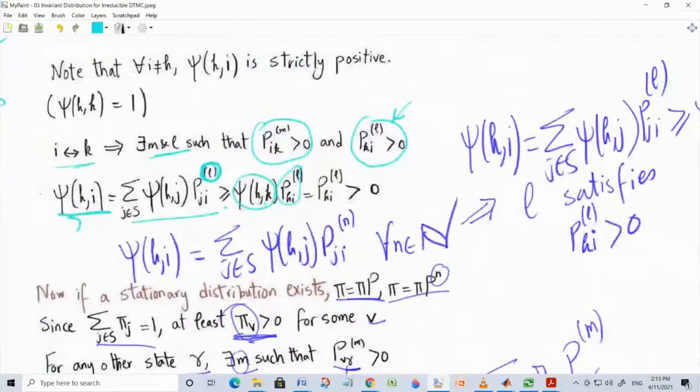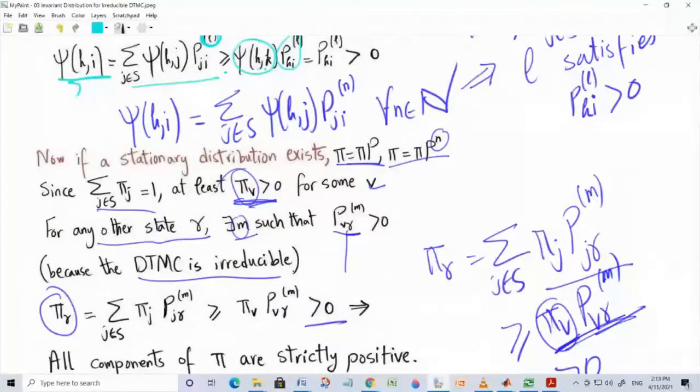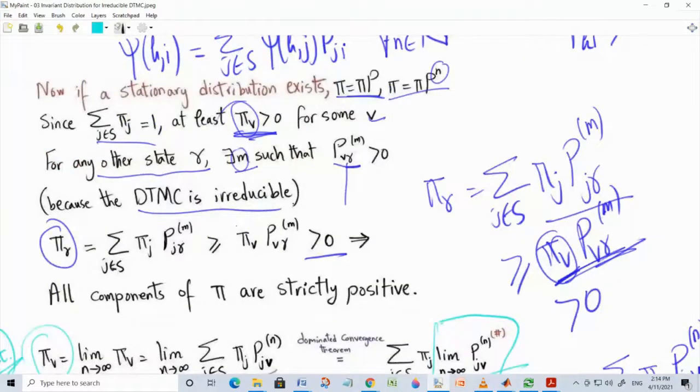So you can see now the structure of the proof. So we assume that there is a stationary distribution. We said, okay, stationary distribution does not necessarily mean that every component in pi is strictly positive, but at least there is one component that is strictly positive. Otherwise, the sum cannot be equal to 1. So we say, let's say, pi v is strictly positive. Now, if pi v is strictly positive, and given that every state is reachable from every other state, you can show that pi gamma for every gamma is also strictly positive.